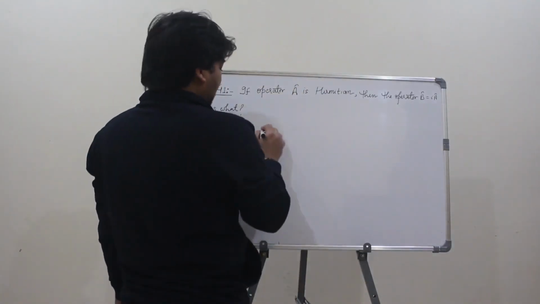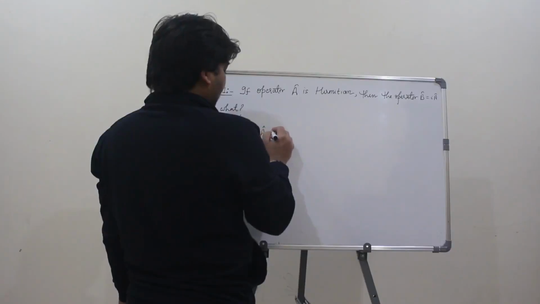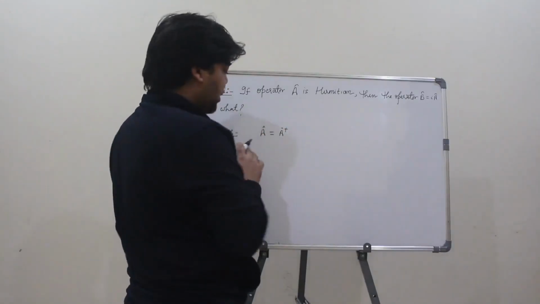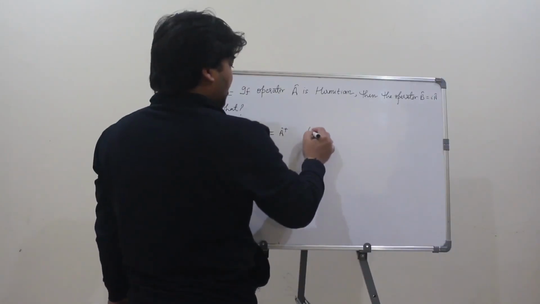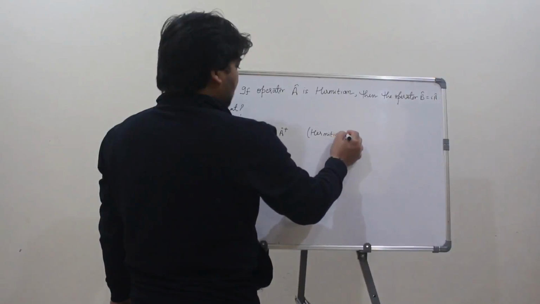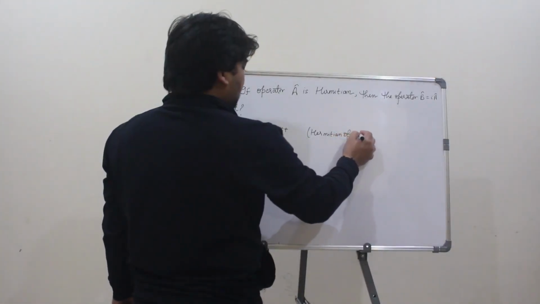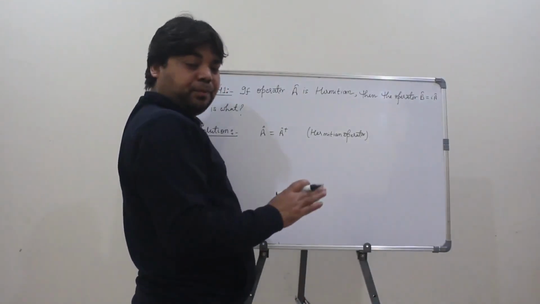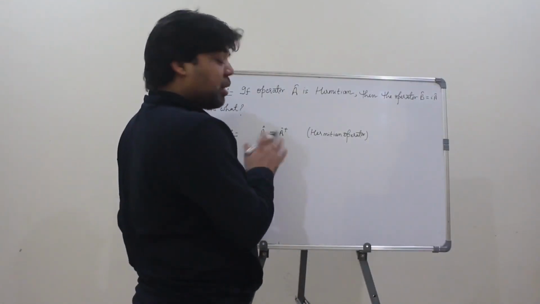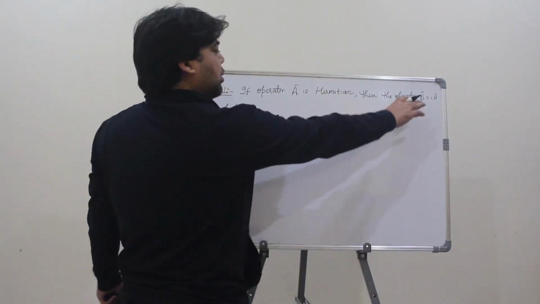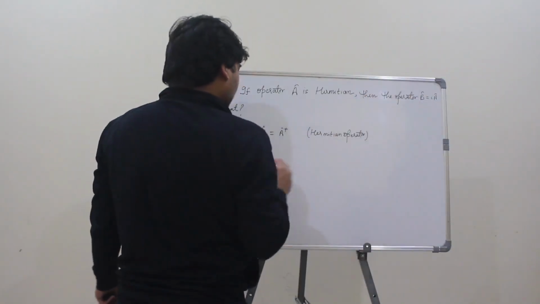So if A cap is Hermitian, it means that A cap equals A cap dagger. Right? This is the simple Hermitian operator property. The transpose conjugate is the Hermitian. Now let us take B.